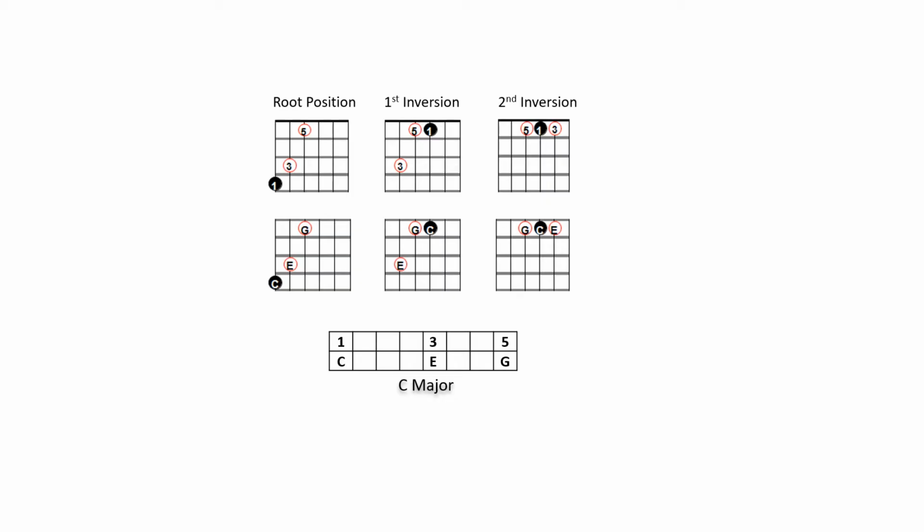In this lesson, we will look at how to use the circle of fourths and fifths to navigate major triad inversions. A major triad with the formula 1, 3, 5 is made up of the root, the major third, and perfect fifth intervals. Rearranging the notes of a C major triad, we can have a root position triad with the root in the bass, a first inversion triad with a third in the bass, and a second inversion triad with the fifth in the bass.